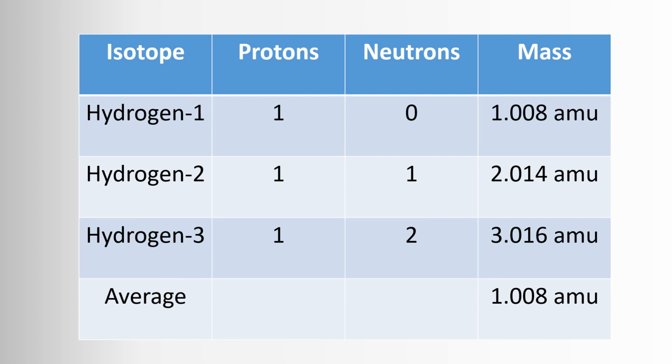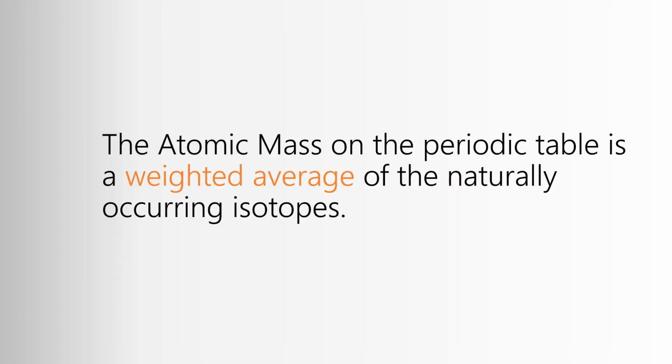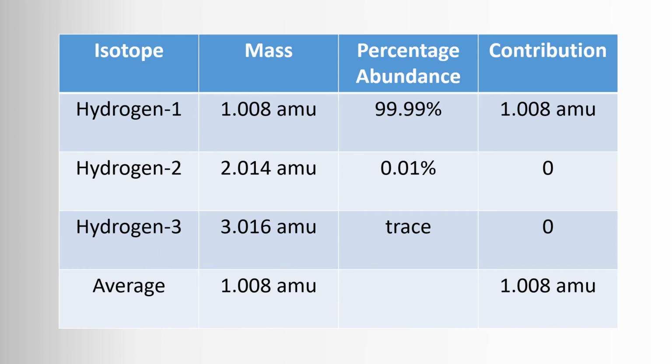The average mass of hydrogen is 1.008 AMUs. What? That doesn't look like average. It is, but it's called a weighted average. All right, a weighted average means I give more weight to some parts of the average than others. In this case, it's very much skewed towards hydrogen 1. 99.99% of all hydrogen is hydrogen 1. Hence, 99.99% of the overall mass of hydrogen is that. So since that's the overwhelming amount, 1.008 AMUs is the actual mass of hydrogen.